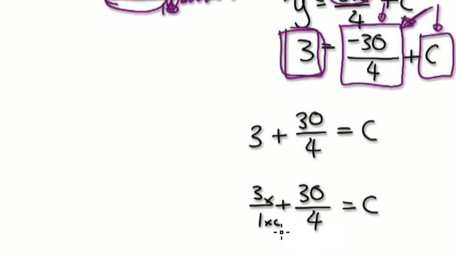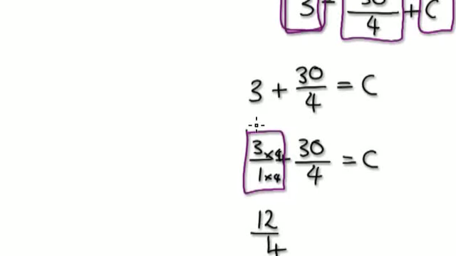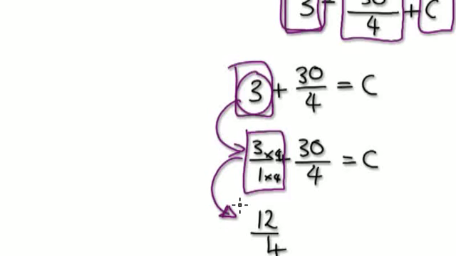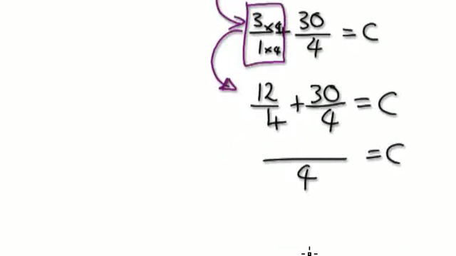Now times top and bottom here by 4, just so that the two denominators can be the same. So this box here will become 12 over 4. Don't forget, 12 over 4 is the same as 3, just written differently. So this is the same as this, and this is the same as this. Just written differently, that's all. And then plus 30 over 4 equals c. Now the two denominators are the same, so let's merge them. So this will be 42. So c equals 42 over 4.